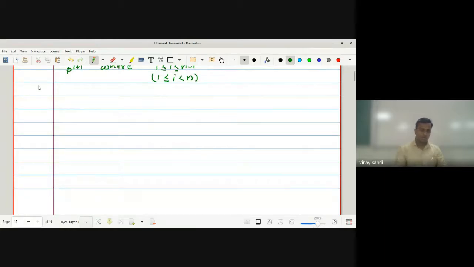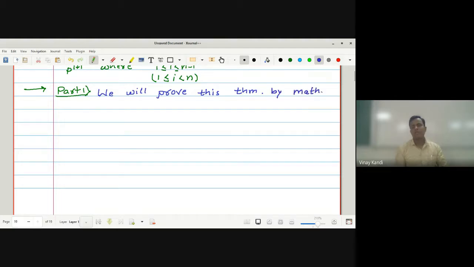So part 1 statement. We have two statements to prove, this is part 1. Okay, look at here. This is the part 1. So we will prove this theorem by mathematical induction on i.